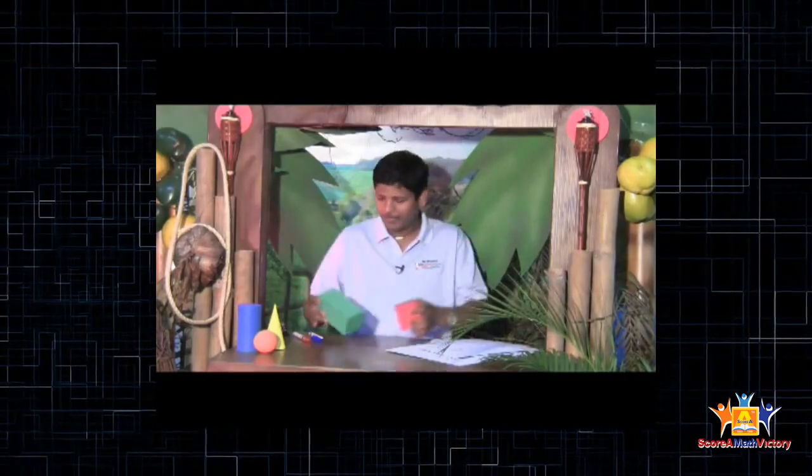This is a cone, this is a pear, and this is a cylinder. We won't be learning these at this standard 4 level now, but we will be concentrating more on cube and cuboid. But I still want you to know that this is called a cylinder and this is a cone. And this is a sphere.